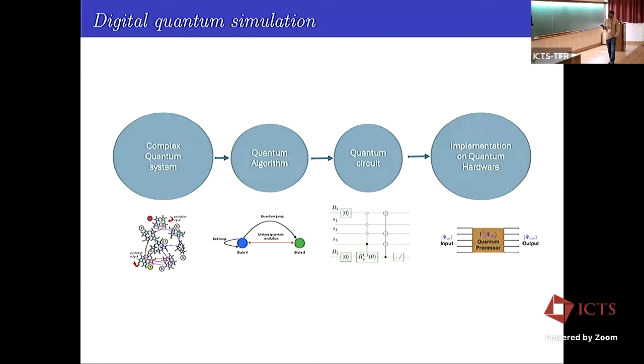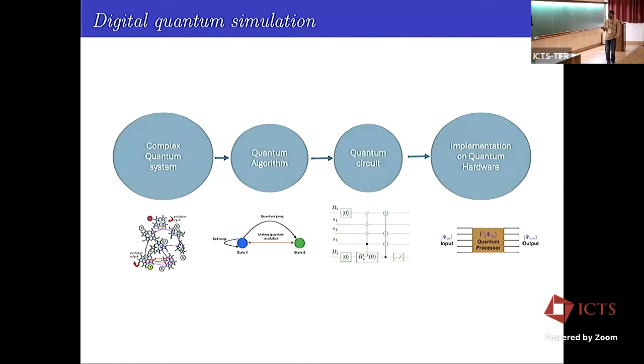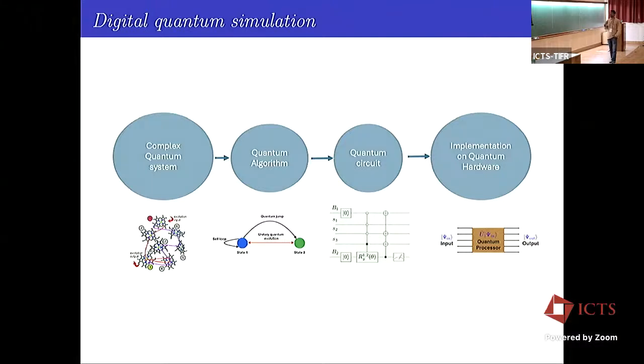Identify a quantum hardware on which you can implement these gates. I will try to pick a couple of examples which we are trying to work on and go through all of these 4 steps. Which means we try to look at picking up a quantum system, develop algorithms for it, come up with a quantum circuit, and also implement it on a quantum hardware.